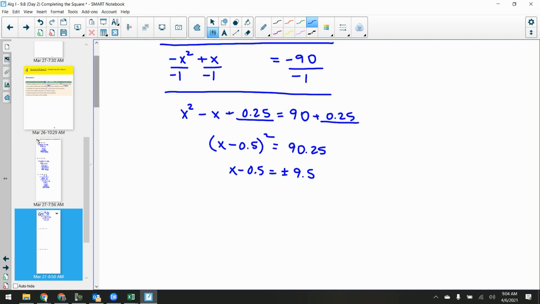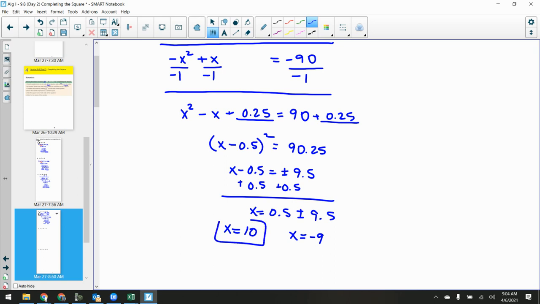And then I can add that 0.5 over to the other side. 0.5 plus or minus 9.5. 0.5 plus 9.5 is 10. 0.5 minus 9.5 is negative 9. Weird, right? Maybe it's not weird, it's just a lot of steps, right? That's a lot of work to show.